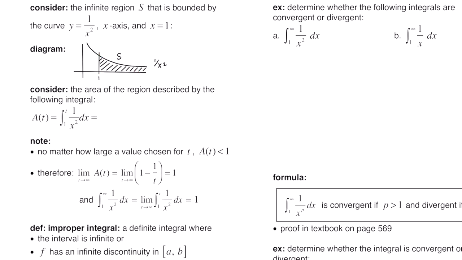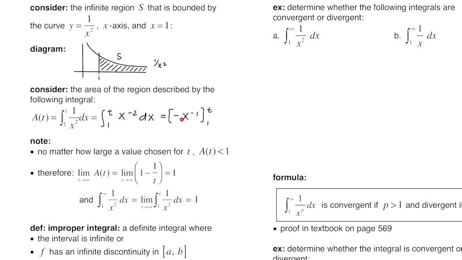Next, we're going to consider the area of the region described by the following integral. So we have A of t equals the integral from 1 to t of 1 over x squared dx, where again A of t is the area function under this curve from 1 to some value t. So first I just rewrote 1 over x squared as x to the negative 2, and we're going to integrate this. So when we integrate this, we get negative x to the negative 1.